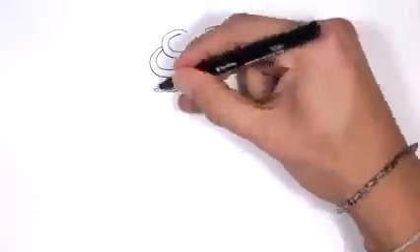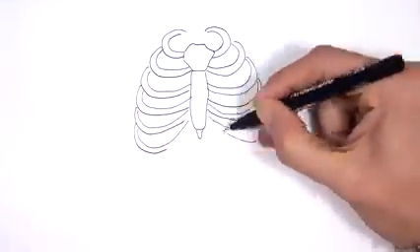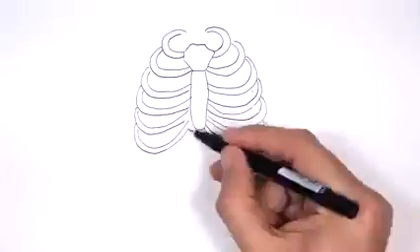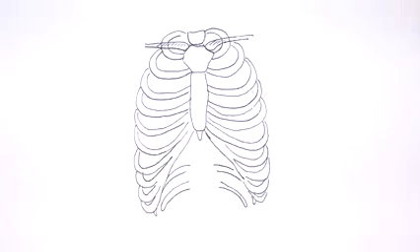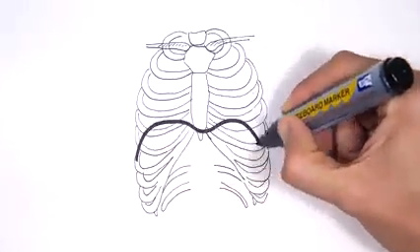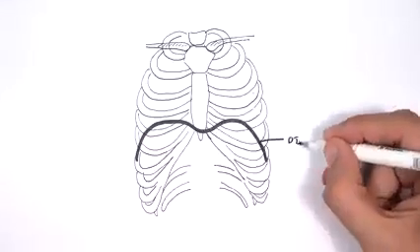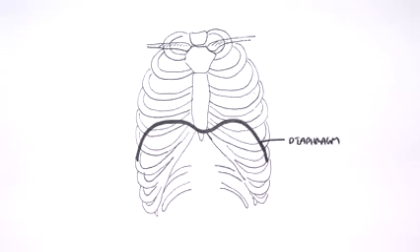Okay, next let's look at where organs and other things lie in respect to the thoracic cavity. So this is an anterior view again. Now roughly along the fifth rib is where the diaphragm sits.